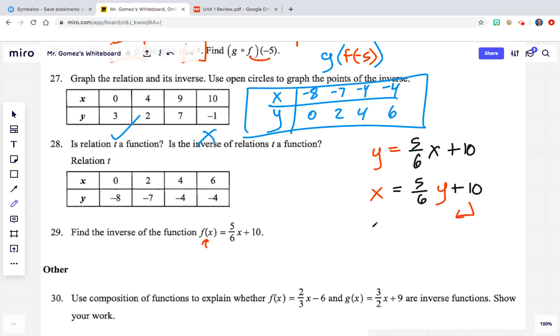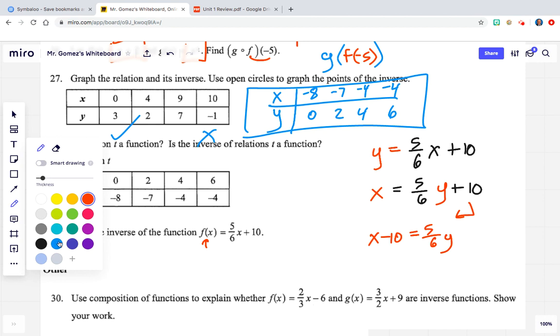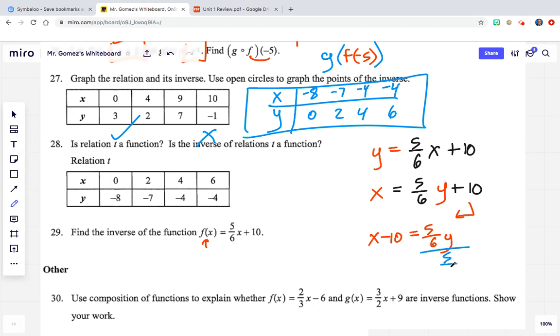So I would subtract 10. So I'd get x minus 10 is equal to 5/6y. And here I have a fraction. Now, some of you might say I could divide by 5/6, but that's a little bit weird the way this all looks. I know this could cancel to a form of 1, but this is confusing.